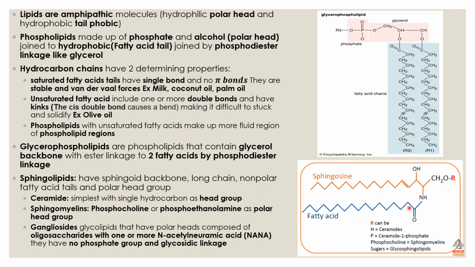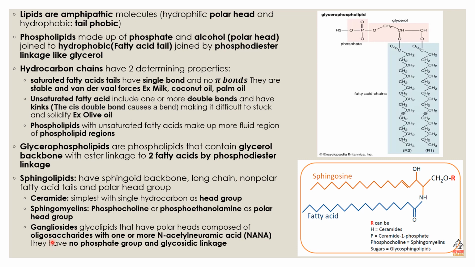And then you have the sphingolipids. Sphingolipids have sphingoid backbones. They're long, they're nonpolar, and they have a polar head. This is a sphingosine, or a sphingoid backbone, basically. It looks like this, with one double bond and then a lot of CH3. Ceramides are the simplest sphingolipids. They're made with a single hydrocarbon as a head group, and then you have sphingomyelins. An example of that is phosphocholine or phosphoethanolamine as the polar head group.